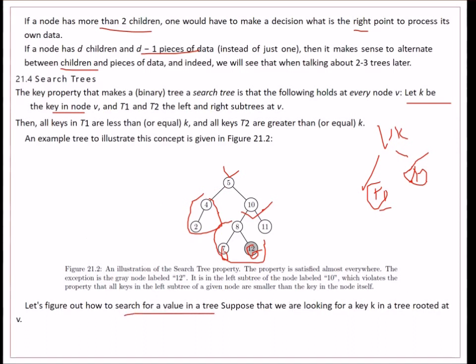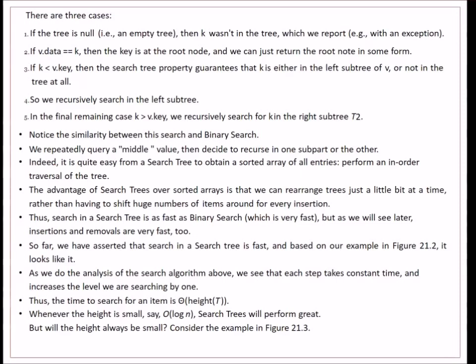Suppose that we are looking for some key k in a tree rooted at v. There will be 3 cases. If the tree is null or empty and k is not there, we report that, some exception we will throw. If indeed the key is at the root node, then we can just return the root node in some form, that is we found k, meaning the root node is where the value is found.